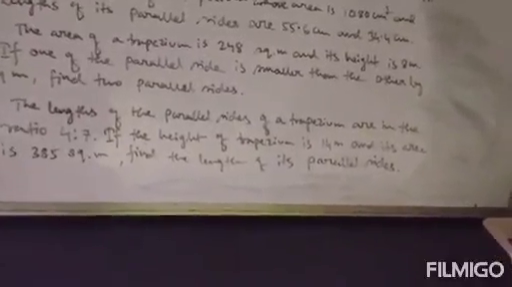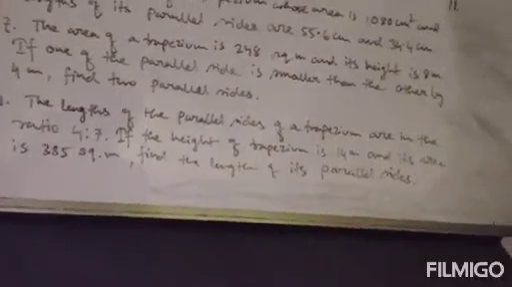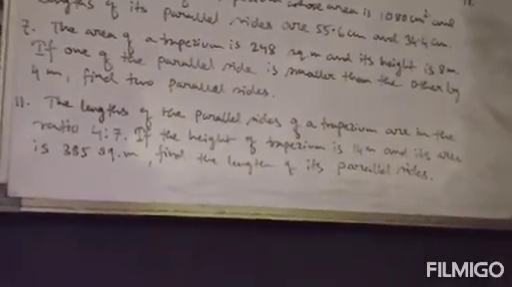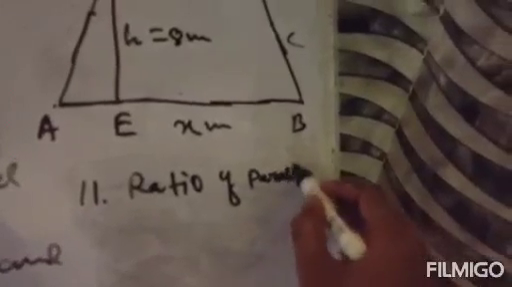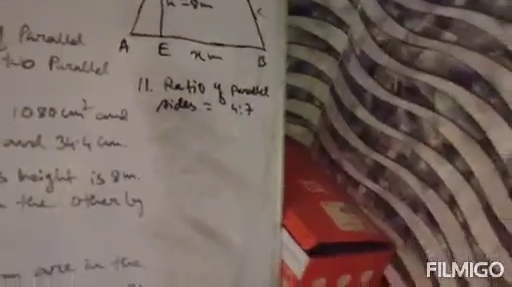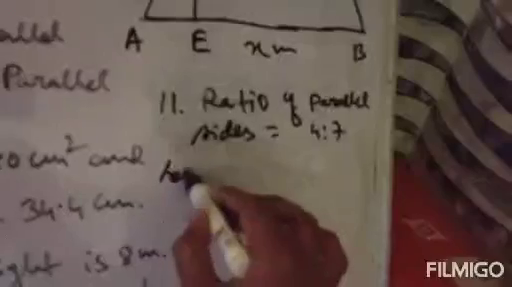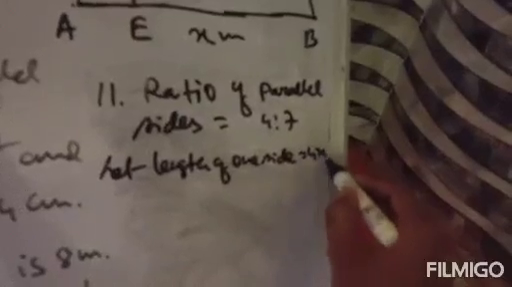Okay, so the ratio of the parallel sides is given as 4:7, that means if one of the sides is 4x meters, then the other side will be 7x meters. The ratio of the parallel sides equals 4:7, that means let the length of one side equal 4x meters, therefore the length of the other side equals 7x meters.